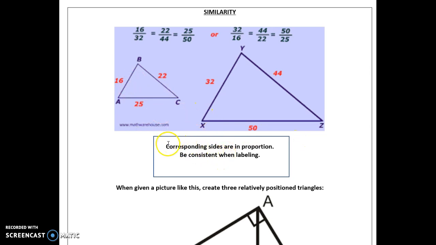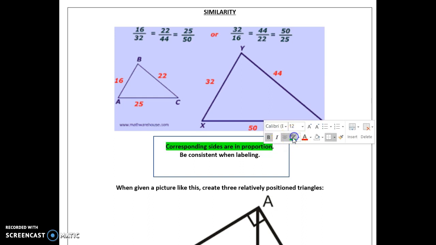Be consistent when you are labeling your corresponding sides to show that they're in proportion. BA corresponds with XY, so 16 over 32. They are all going to have the same scale factor. 22 over 44, 25 over 50. They all have the same proportion, the same ratio. These simplify to 1/2.